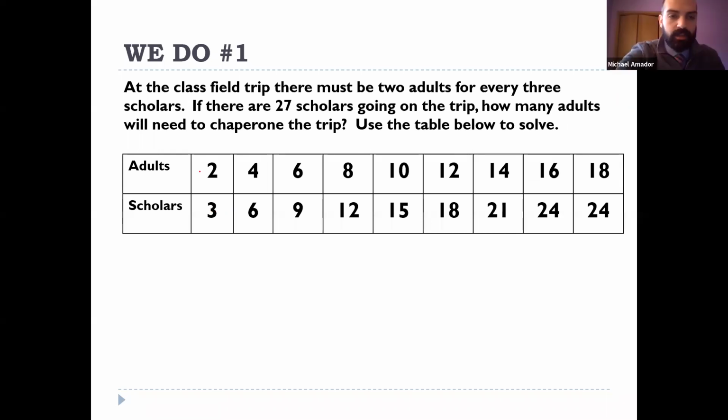How do the numbers of adults relate to that? What's the special relationship between adults and scholars? There's a pattern that goes on here. The relationship between the adults and the scholars is that for every 2 adults, there's 3 scholars. So if there's 2 more adults, then there's going to be 3 more scholars. So it's going to be like adding on.